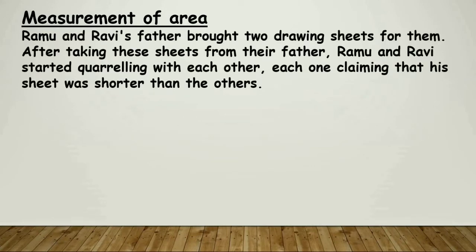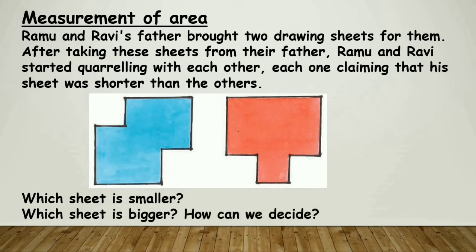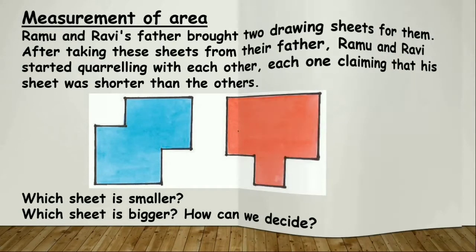So we have a task here. Ramu and Ravi's father brought two drawing sheets for them. After taking these sheets from their father, Ramu and Ravi started quarreling with each other, each one claiming that his sheet was shorter than the other's. So these are the two sheets that Ramu and Ravi's father brought to his children. Which sheet is smaller and which sheet is bigger? How can we decide? That is the task before us.